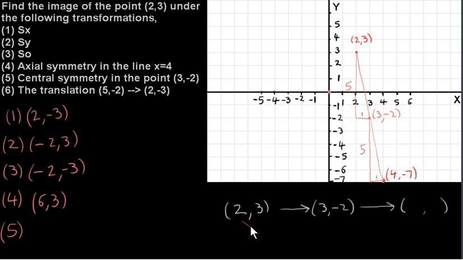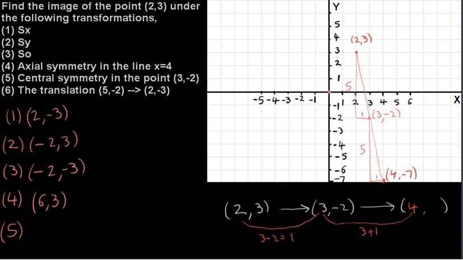We look at the x values. We take this x value and subtract this one here. 3 minus 2 gives us 1. And because we get +1 here, we take this x value and add 1 to it. So we get 3 + 1 is 4.